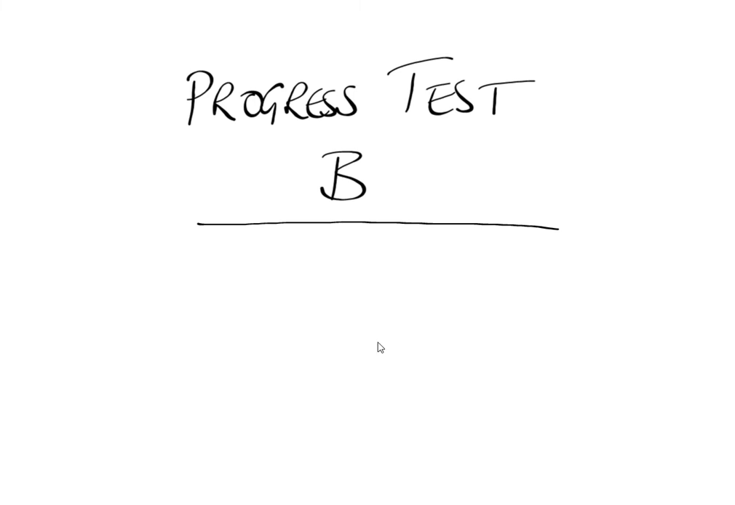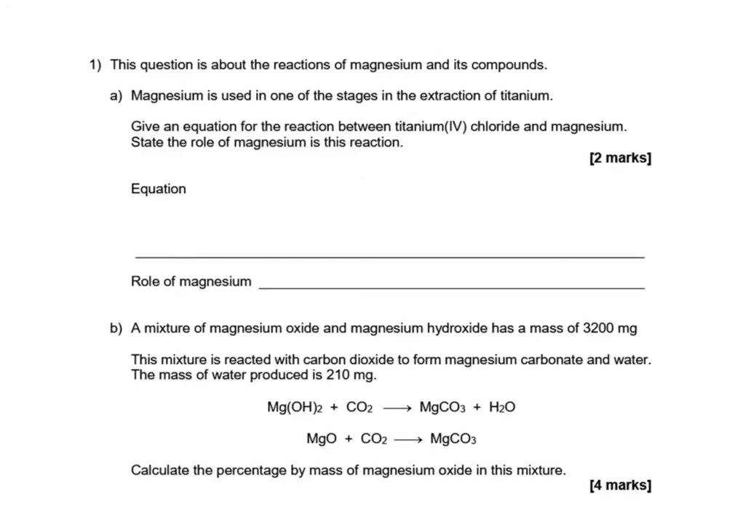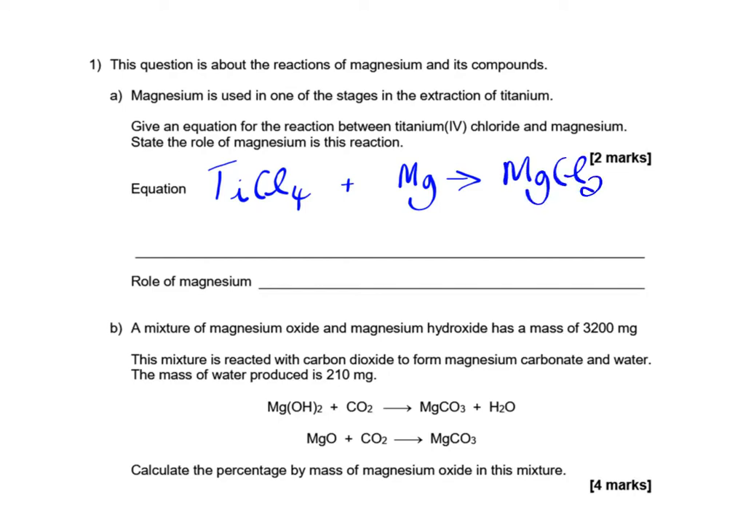Here we'll do the walkthrough answers for progress test B, so I'm going to deal with the structured answers. So in the first one we've got a reaction between titanium 4 chloride, which means that we've got 4 chlorines for the titanium, with magnesium, and we're going to make magnesium chloride and titanium, and that just needs balancing up.